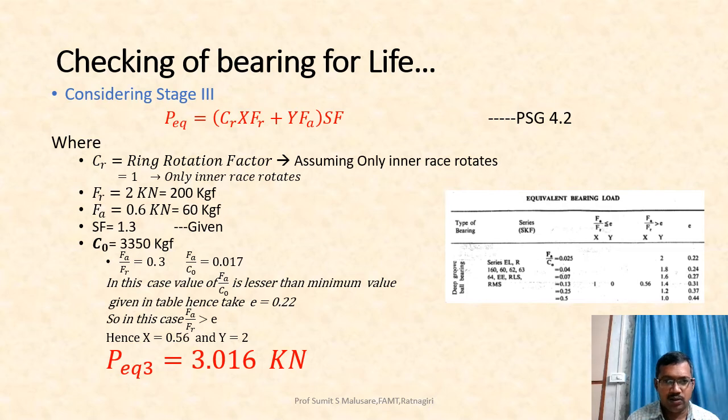The minimum value is 0.025 and our value of FA by C0, that is 0.017, is lesser than the value given in the table. Hence we don't go for extrapolation, and select the value of E equal to 0.22. So again FA by FR is greater than the value of E. Then X is equal to 0.56, Y is equal to 2. Here no need to go for extrapolation.